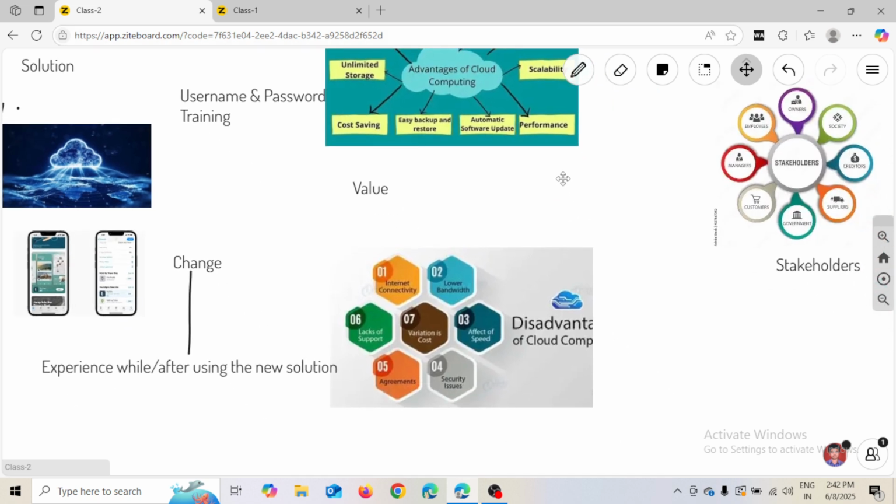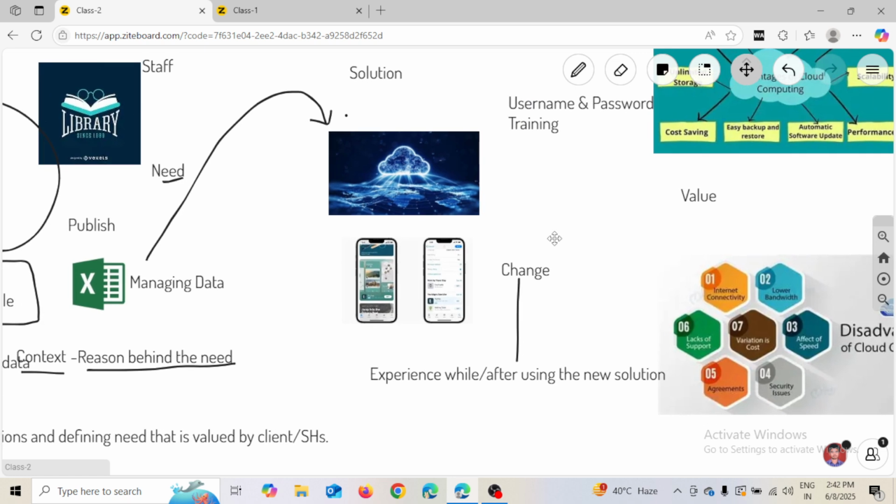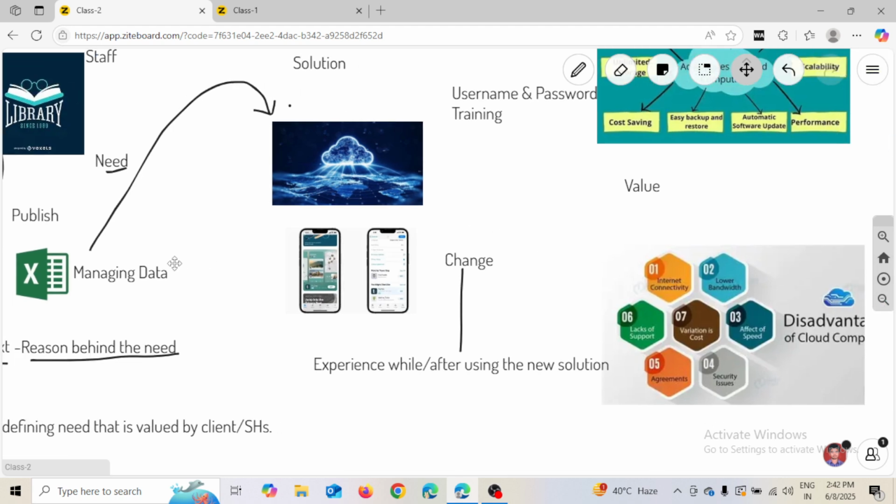And it could be possible that there are also negative values as well, right? Each and every time before that, when the staff was managing the data using Excel, no internet was required, but now this is a prerequisite, right? For using the application you should have internet access, so you are going to pay for the same again.